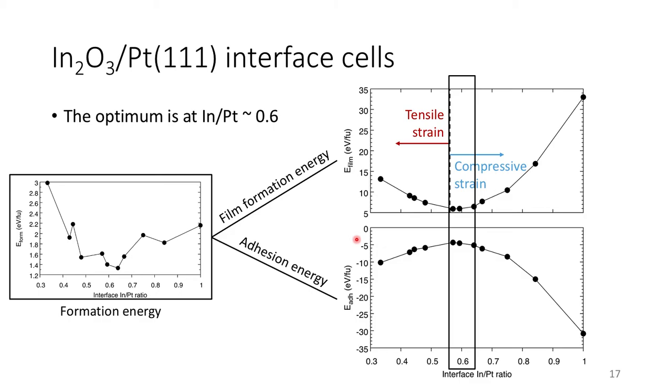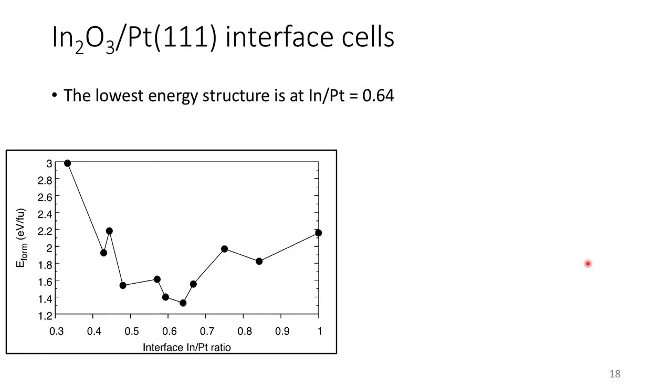And as you can see, there's an overlap of the extrema in the two curves around an indium to platinum ratio of 0.6. This gives the optimum structure from the standpoint of the formation energy, which is a summation of both terms. The structure with the lowest formation energy occurs at a ratio of 0.64.